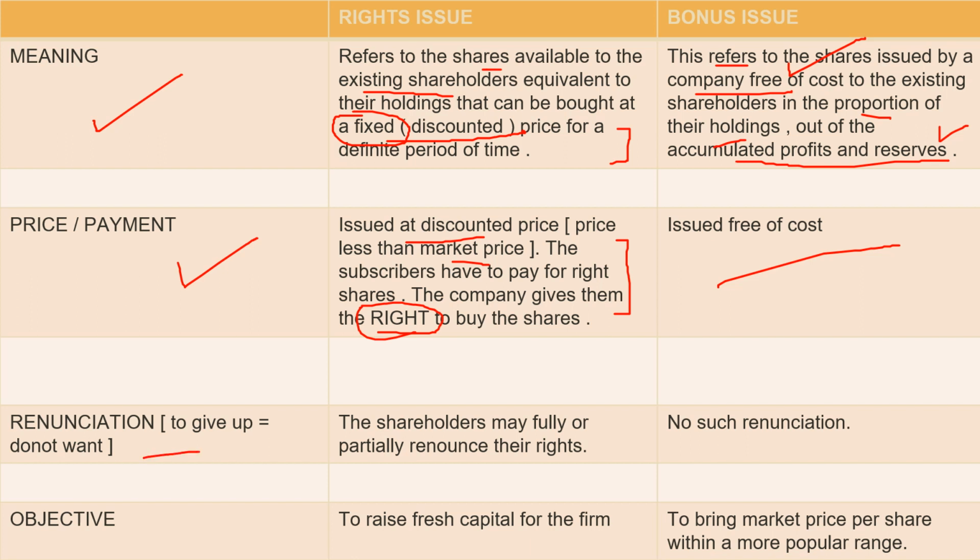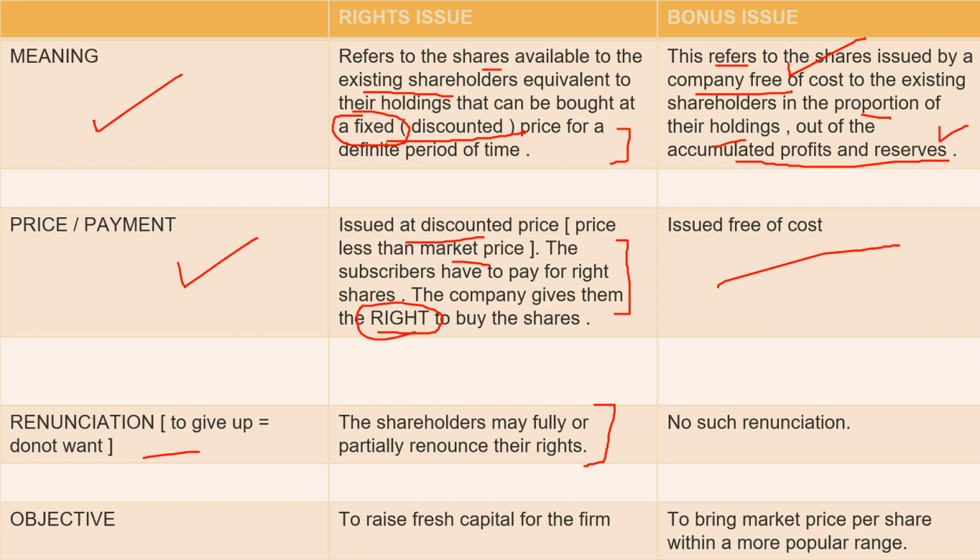Next point is renunciation. Renunciation means you say no. You don't want those shares. You want to give up the right, or you don't want these shares. So from this point of view, the shareholders have the full right to renounce their rights. Supposing I, a company, am offering you a right issue. You have full right to say no.